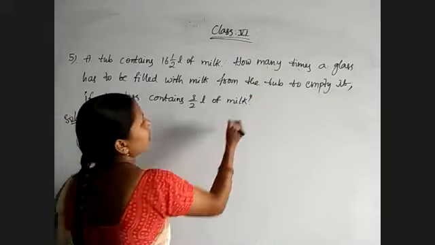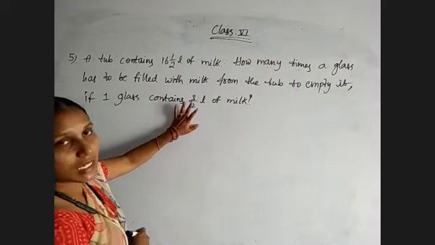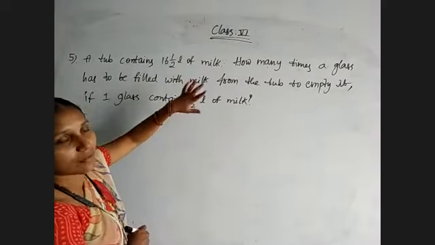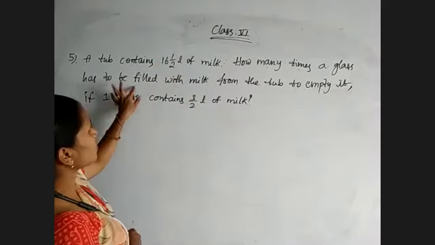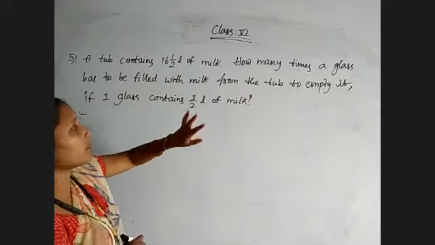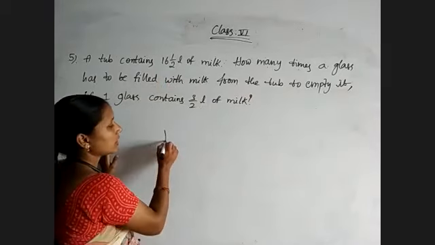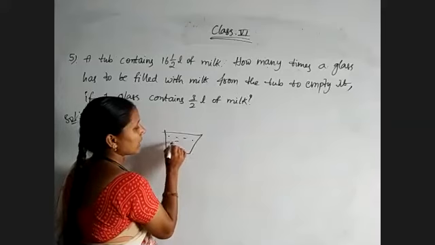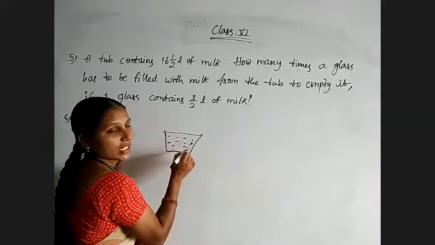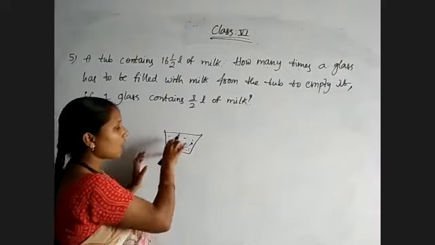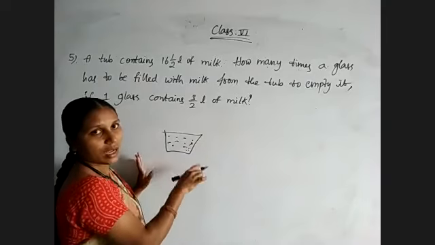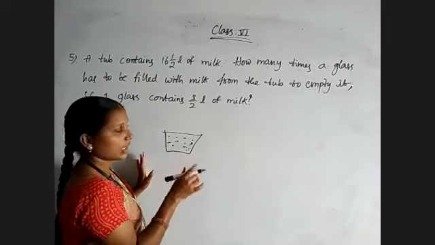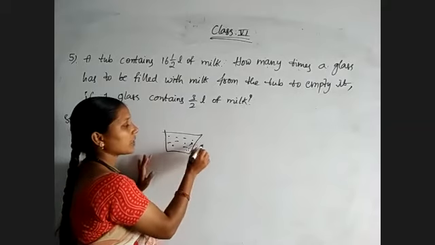Okay, observe the question here. A tub contains 16 1/2 liters of milk. Means total milk in the tub is equal to total quantity of the milk is equal to 16 1/2 liters. How many times a glass has to be filled with the milk from the tub to empty it? Means first suppose this is the tub and total milk is there here. So this milk you need to empty with the glass. How many times you need to fill up that glass and you need to pour in another container? Okay.